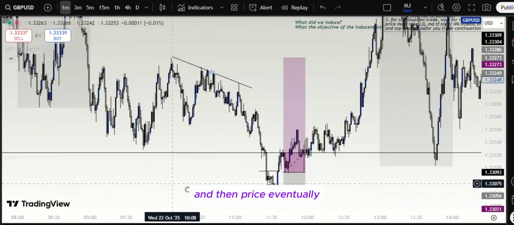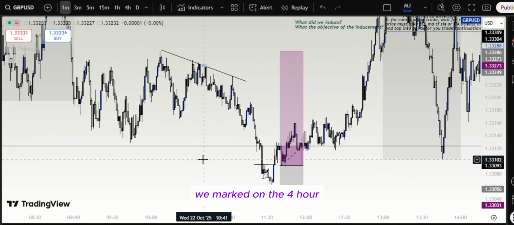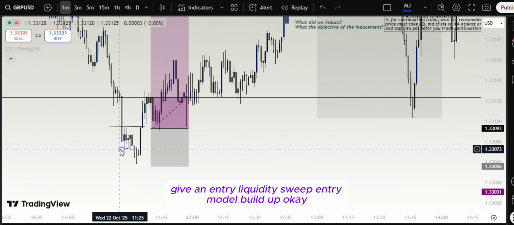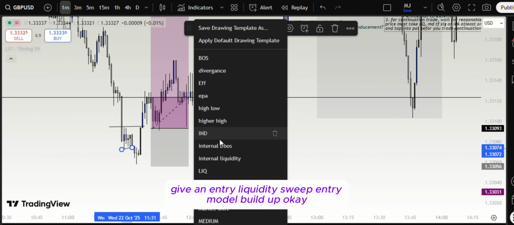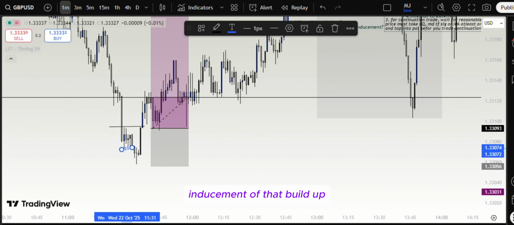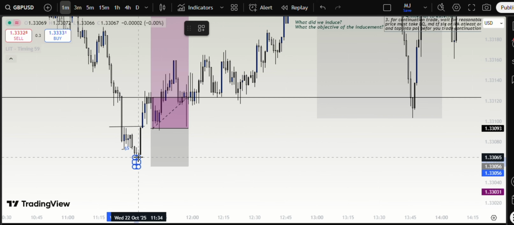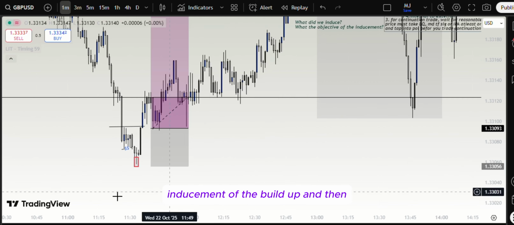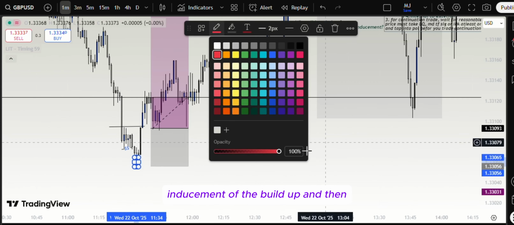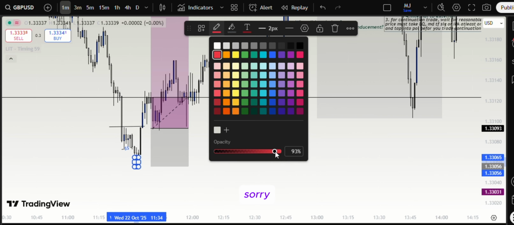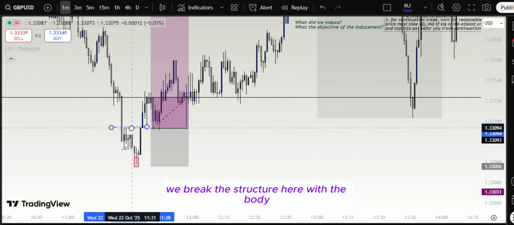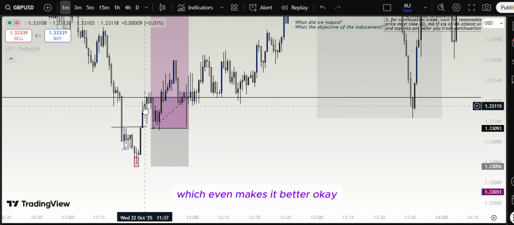Okay, and then price eventually tapped into that point of interest we marked on the 4 hour, and look at what price did. Price gave an entry, liquidity sweep entry model, build up, okay, inducement of that build up, inducement of the build up, and then break of structure here. We broke the structure here with the body, which even makes it better.